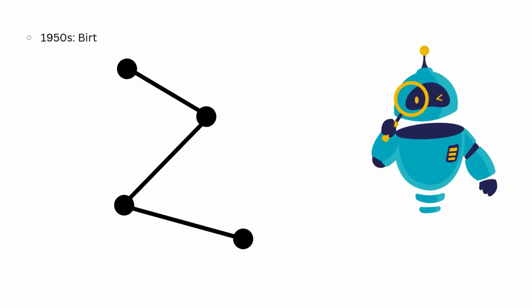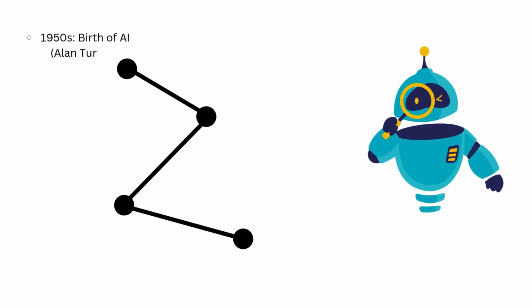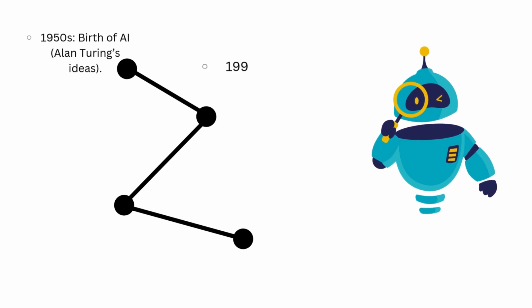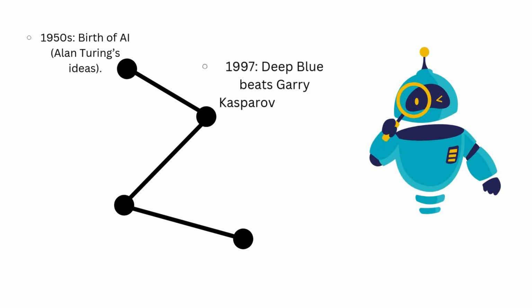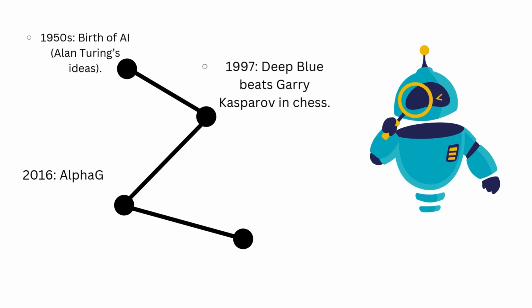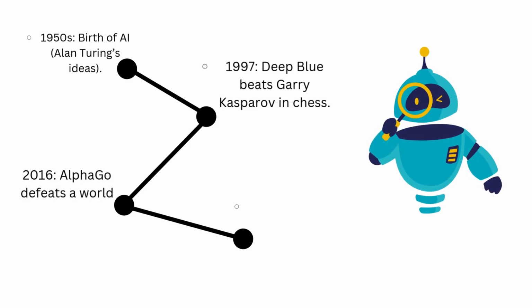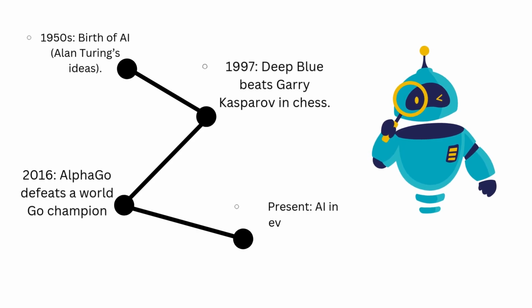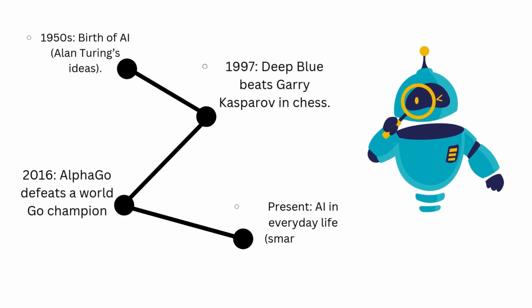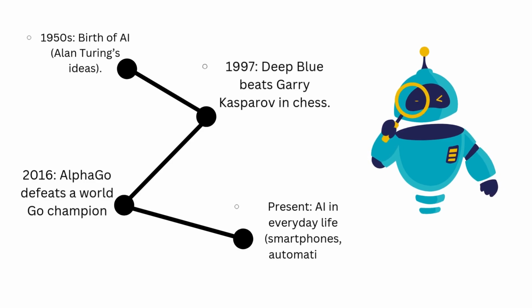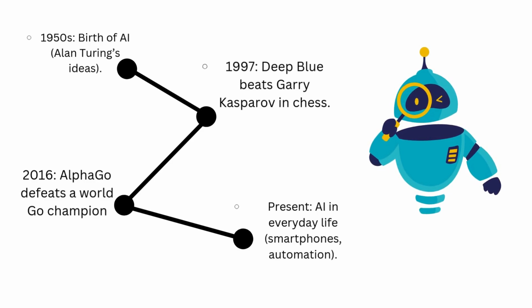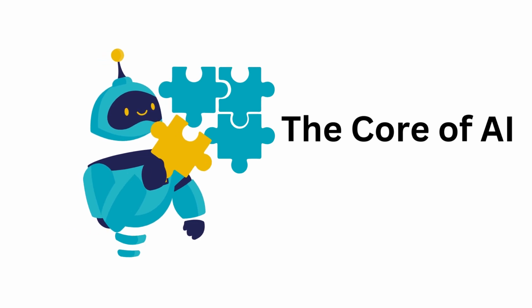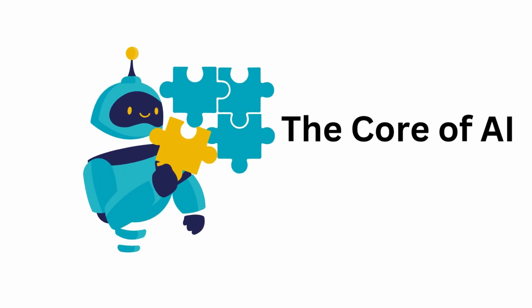AI's journey began in the 1950s when Alan Turing proposed that machines could simulate human intelligence. Since then, we have witnessed AI achieve remarkable feats, from Deep Blue defeating Garry Kasparov in chess to AlphaGo mastering the complex game of Go. Today, AI isn't just a futuristic concept, it's a part of our daily lives, from smartphones to automation in various industries. So, how does AI actually work?